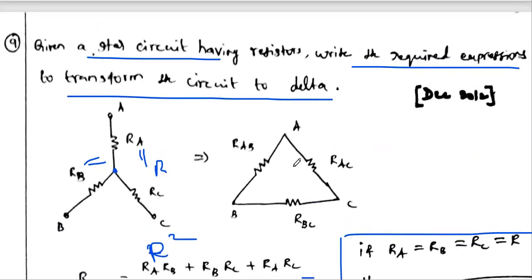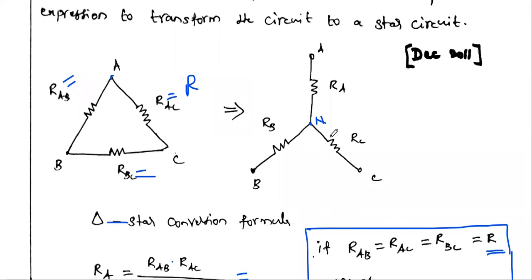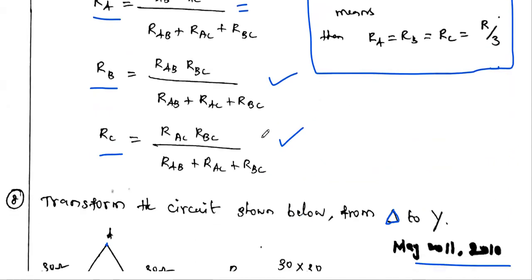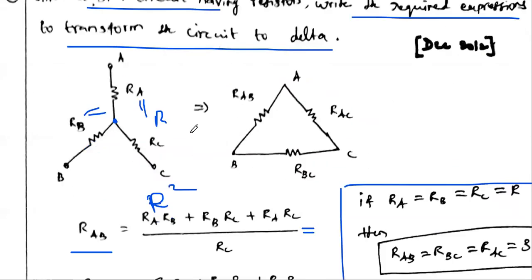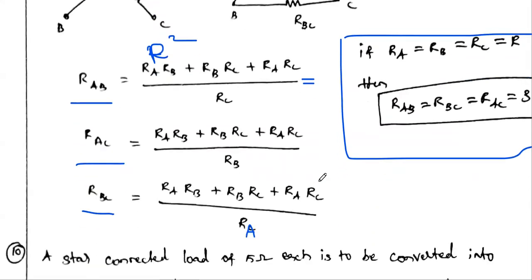Okay, so just recall that while converting delta to star, if the value in the delta network is R, then the value in the star network is R by 3. While converting star to delta, if the resistance in star is R, then the resistance in the delta network is 3 times R. So this is the second conversion formula.